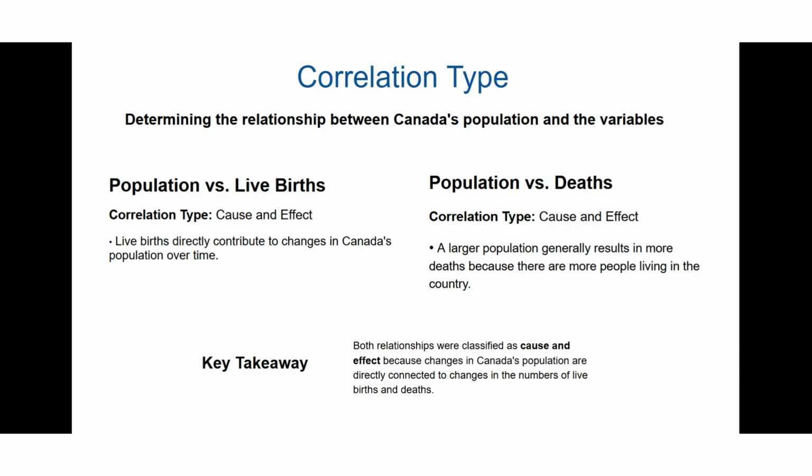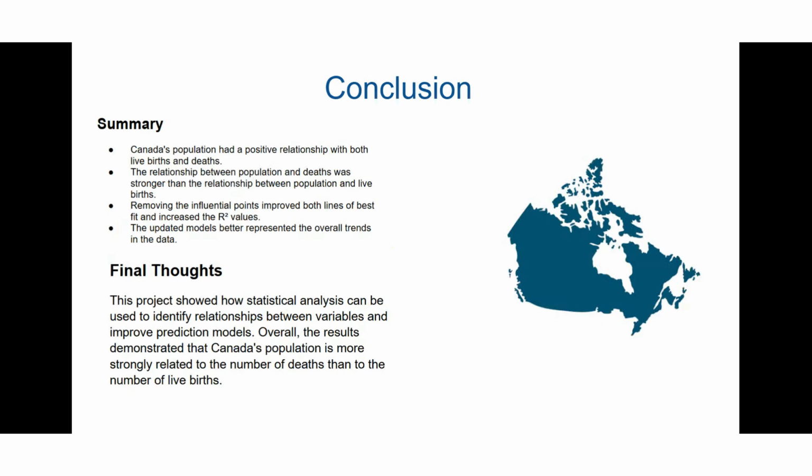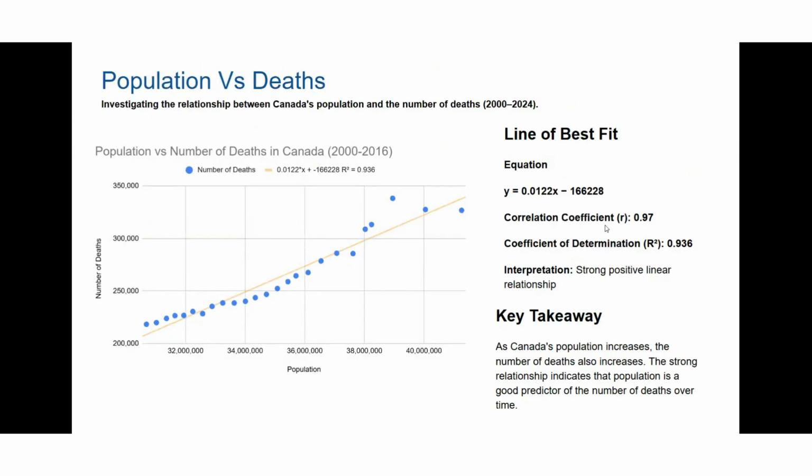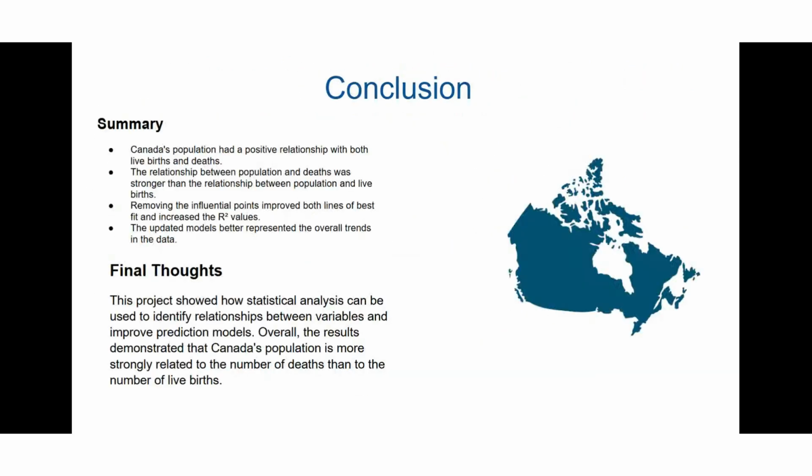So finally, the conclusion. In conclusion, both relationships were positive, but the relationship between population and deaths was much stronger than the relationship between population and live births. The birth model had a correlation coefficient of, sorry, I forget what it was, 0.43, and deaths had a correlation coefficient of 0.97. So that showed how deaths were much stronger. The residual analysis also improved both models by identifying influential points and producing more accurate lines of best fit by removing those points. Overall, this investigation showed that population is a much stronger predictor of deaths than it is of live births.